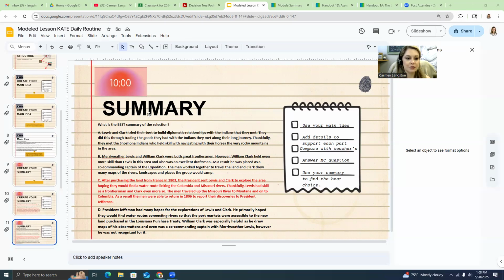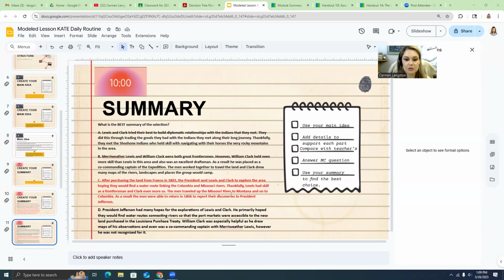You can also, if you don't want to use the slides, just provide this as their daily work, and they can circle their best answer. There's many different ways to do the multiple choice part. So at this point, we would read through each one, we would eliminate the answer choices that do not match what we read, and we would choose the best selection, which was, after purchasing the land from France in 1803, President sent Lewis and Clark to explore the area, hoping they would find a water route linking Columbia and Missouri rivers. We had that. Thankfully, Lewis had skill as a frontiersman, and Clark even more so. We had that.